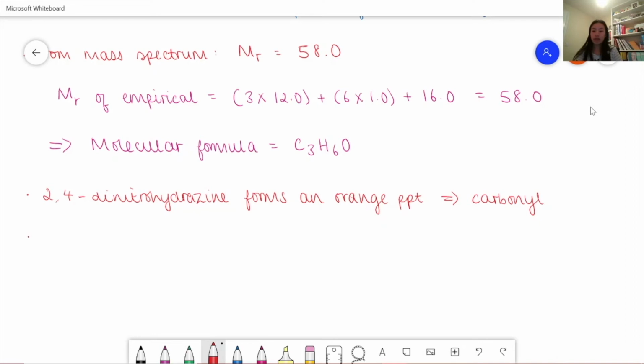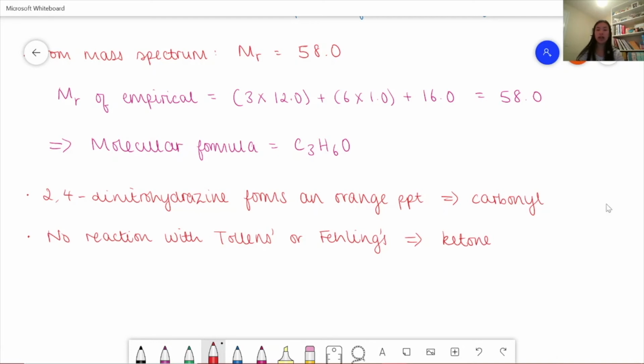And then what we have is that it doesn't react with Tollens' reagent or Fehling's solution. And so this tells us that we must have a ketone, because aldehydes can be oxidized further.